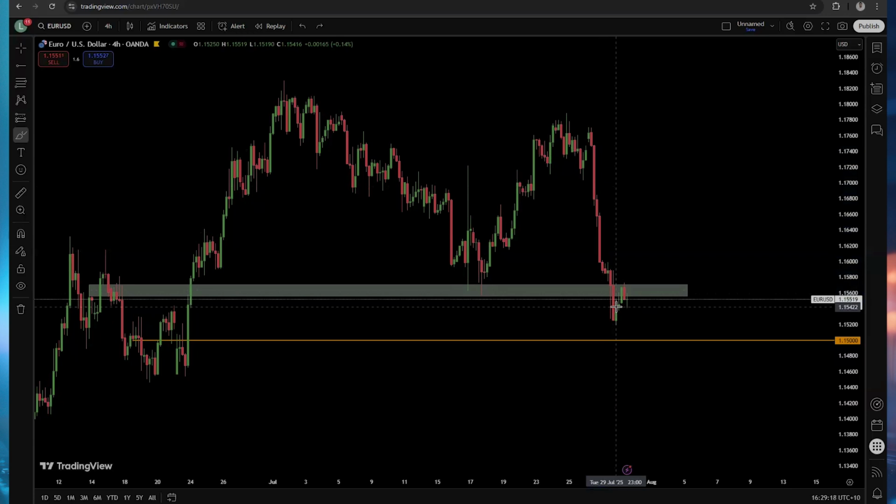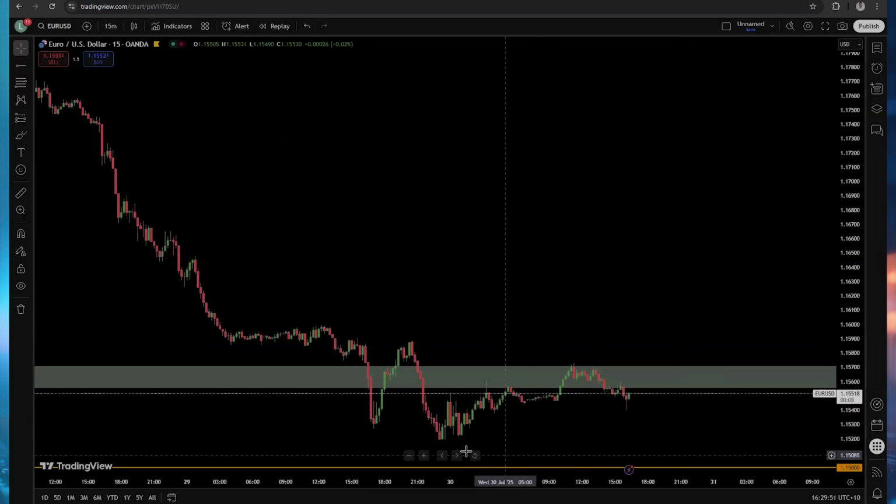So a really simple option to do here is to look to short into that support that is now a resistance. That's my simple way to trade euro dollar at the moment. So if we are having a sell limit around 1.15660, that would already be a good place to put our orders.